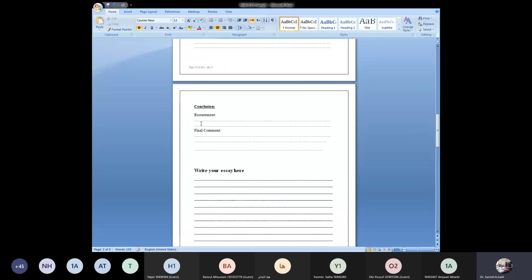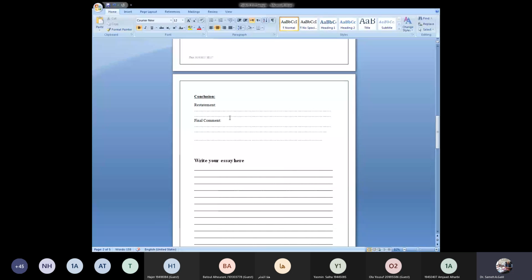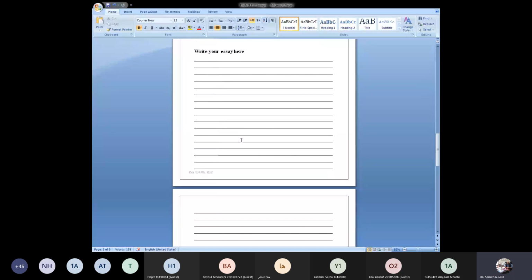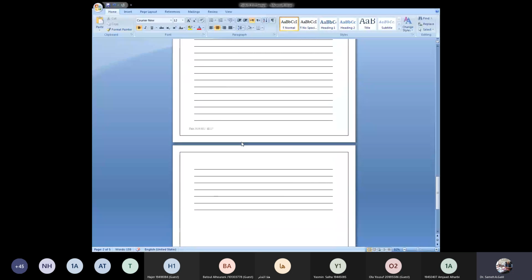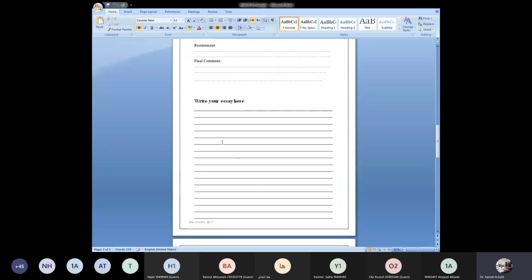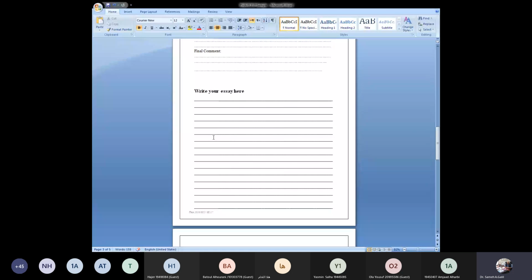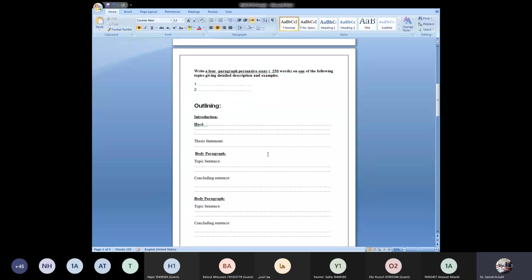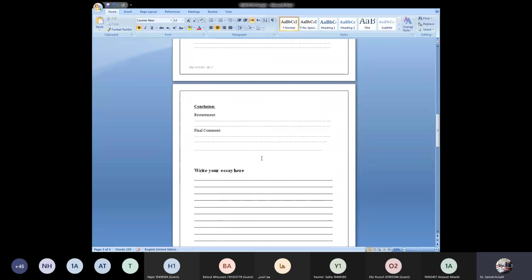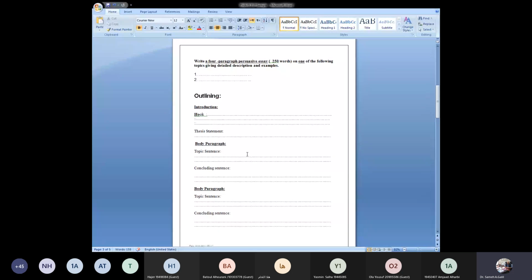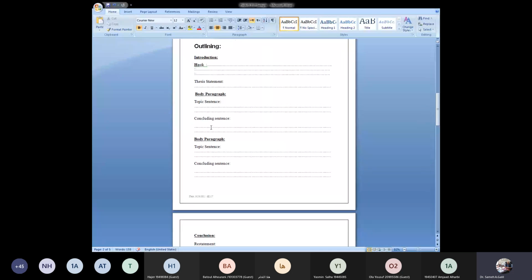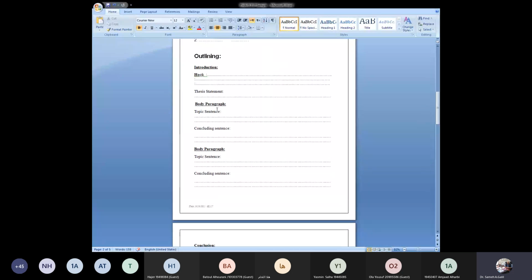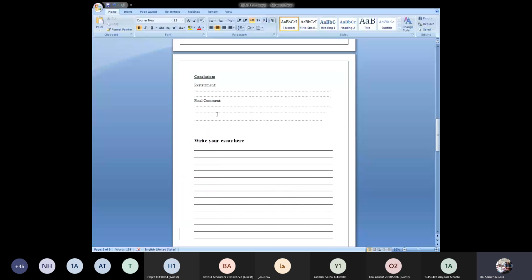And then the conclusion would have a restatement of the thesis statement and a final comment. And then you write your essay. Like I said, sometimes people start with the essay, and when they have finished the essay, they fill out the outline. And sometimes people start with the outline, and then they take the ideas that they have included in the outline and write the essay.